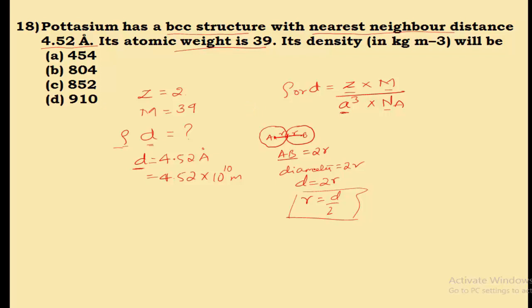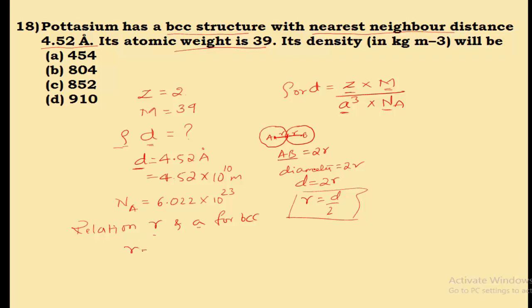Now, first you need to find the value of a, because here Z is known, M is known, and Na is also known. Na means Avogadro's number, given as Na equal to 6.022 × 10^23. Now find the value of a first, then you will get the density. So how do we find the value of a? Use the relationship between the radius and edge length for BCC.